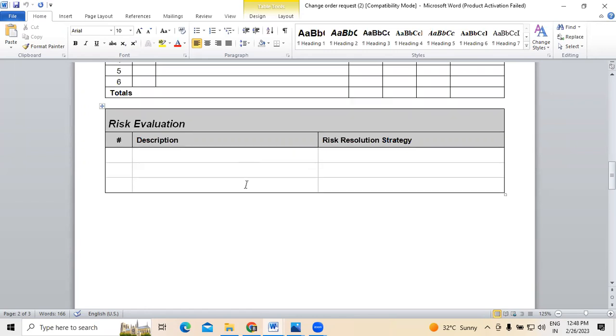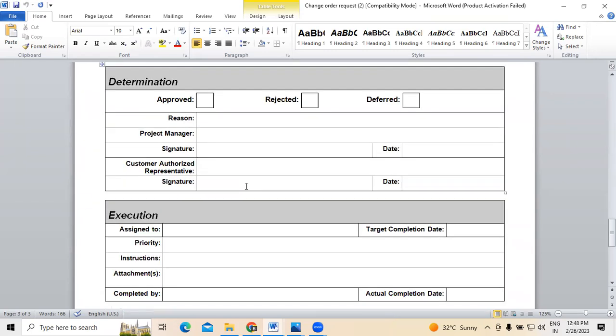Based on the risk evaluation, the next thing is whatever we have accepted, whatever we have rejected and deferred, including the reason. Each and every point has to be given a reason. At the same time, the customer authorized representative, including the project manager, has to sign on the document. Because unless there is a signature, those documents will be considered null and void, right? So the reason has to be mentioned, and the project manager followed by the authorized representative has to sign on this, whatever is approved, rejected, or deferred.